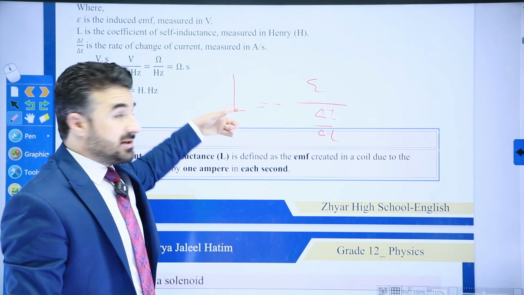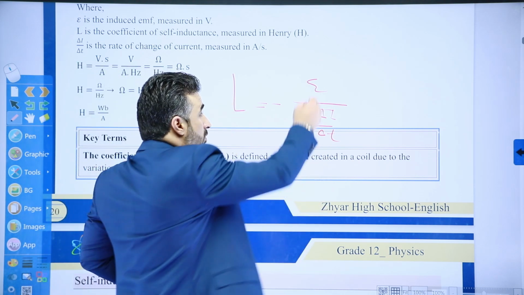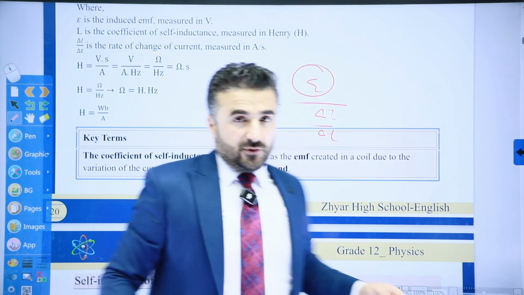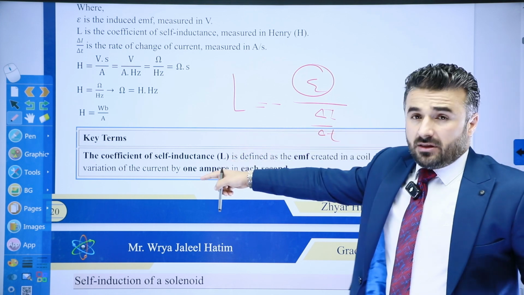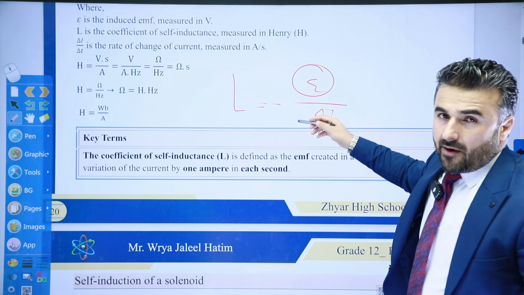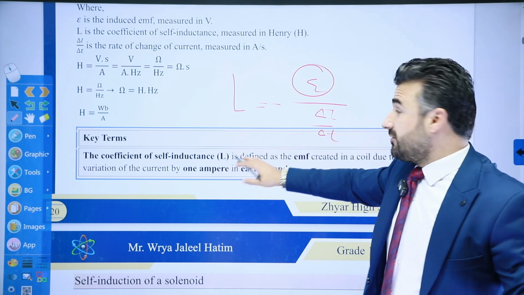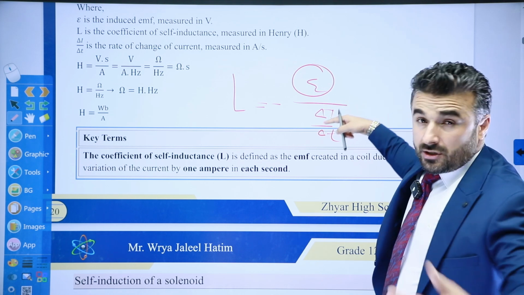Don't forget this one. So we can say the coefficient of self-induction is defined as the electromotive force created in a coil due to what? Due to the variation of the current, right? But how big will this current be? By the way, I can define it in two different ways here. We can say due to the rate of change in the current.